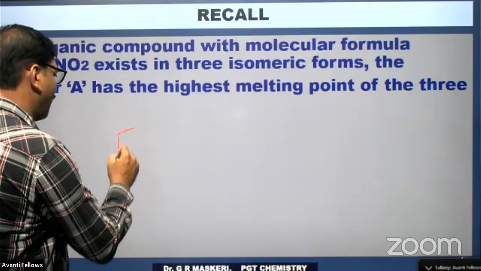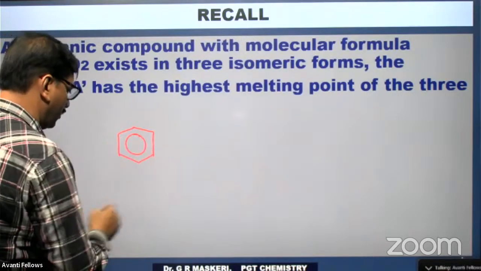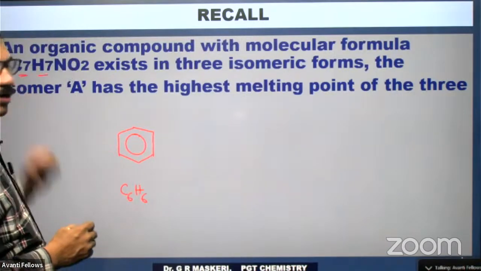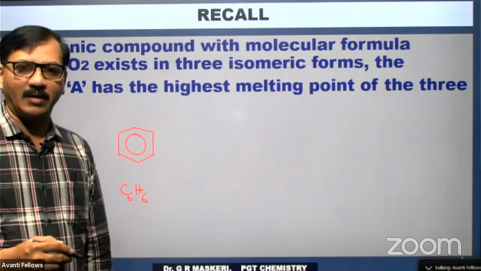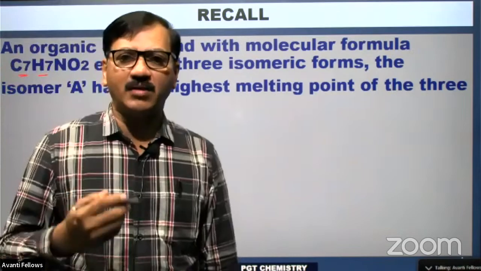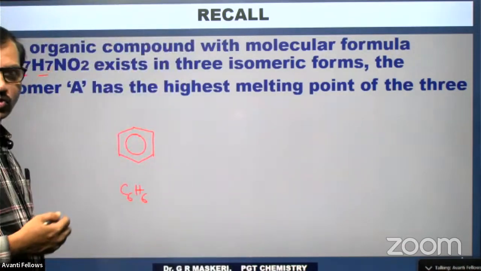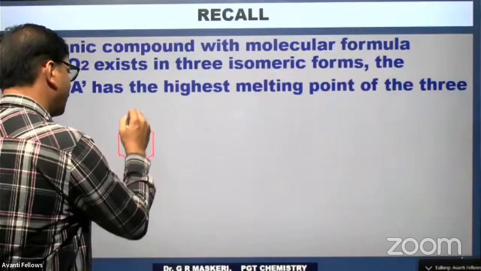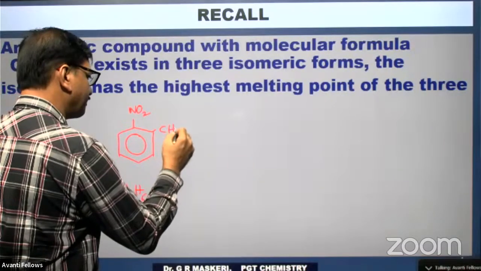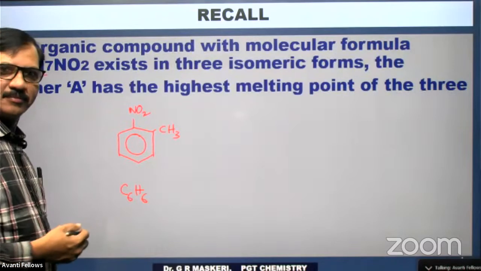Okay, if it is having a benzene ring, then this is having C6H6. There must be one more carbon atom. That means there may be a methyl group. You can think there may be a methyl group attached to the benzene ring. And there is NO2 also. So there is NO2 and a methyl group may be present here. This is called the ortho position, right?